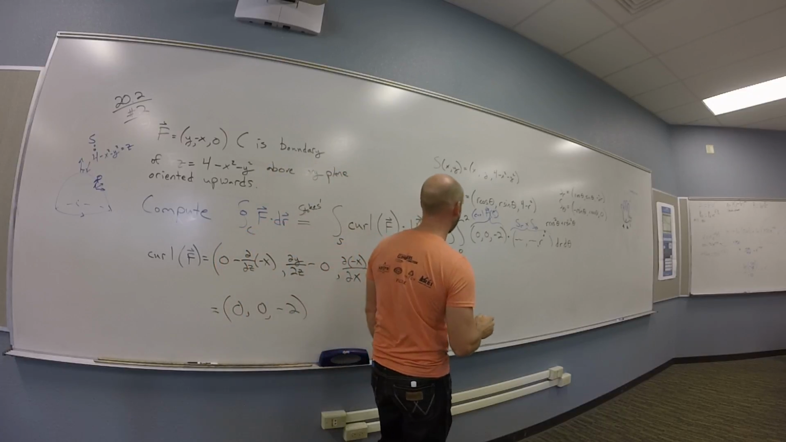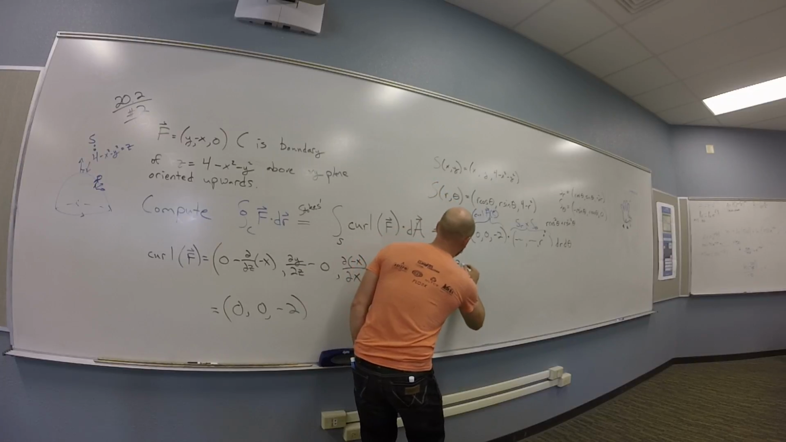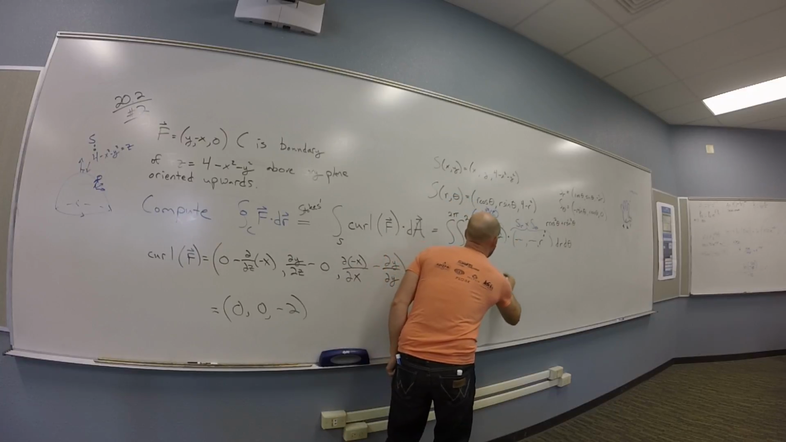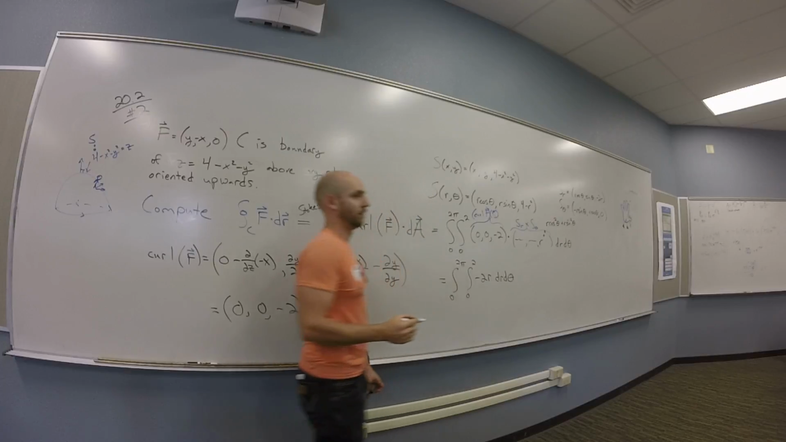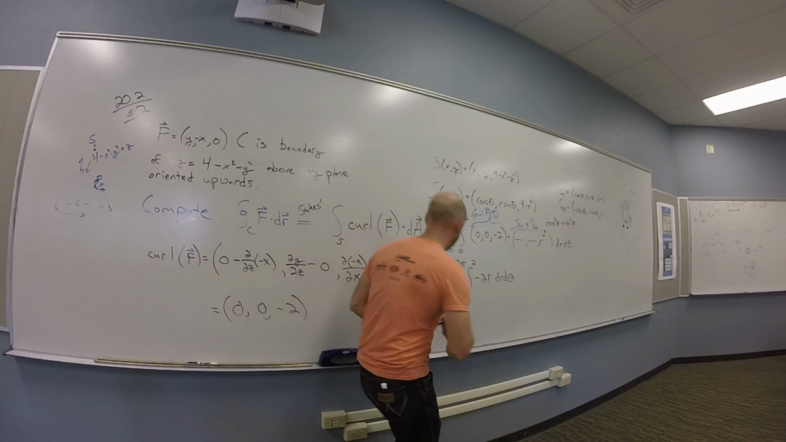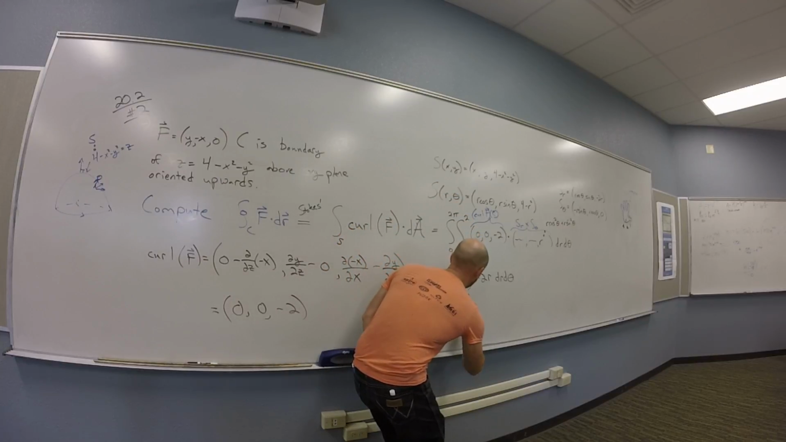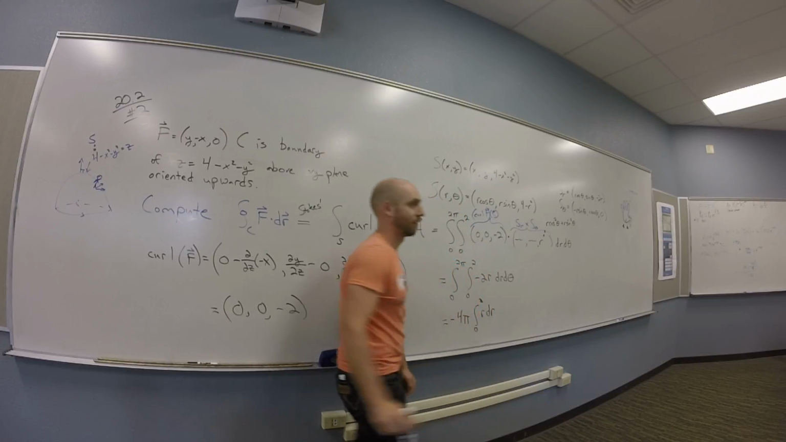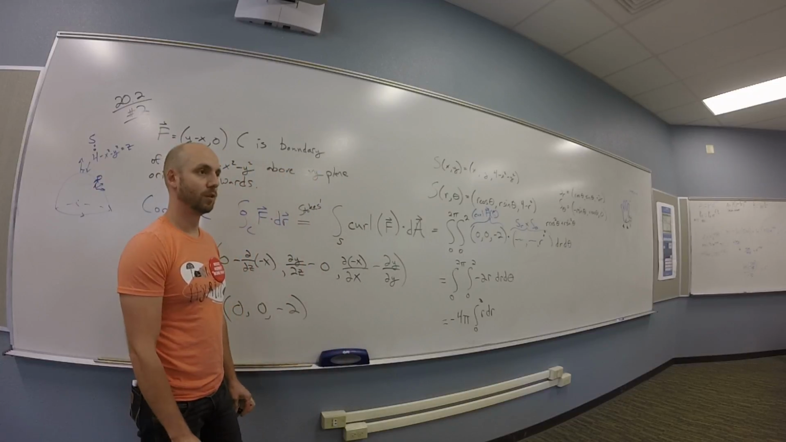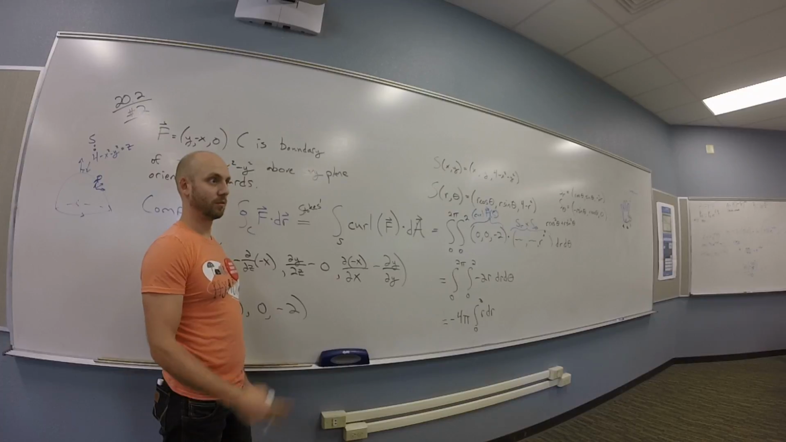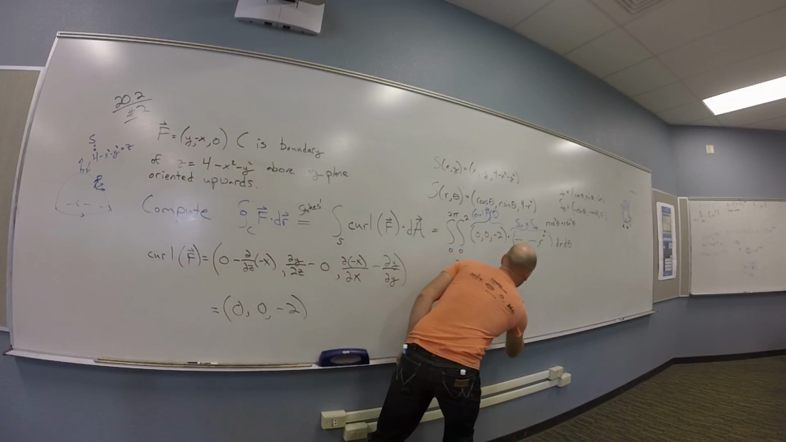Okay, so all told we get the integral from 0 to 2 pi, the integral from 0 to 2 of minus 2 r dr d theta. Which is negative 4 pi times the integral from 0 to 2 of r dr, right? Which is half r squared evaluated from 0 to 2. So negative 8 pi.